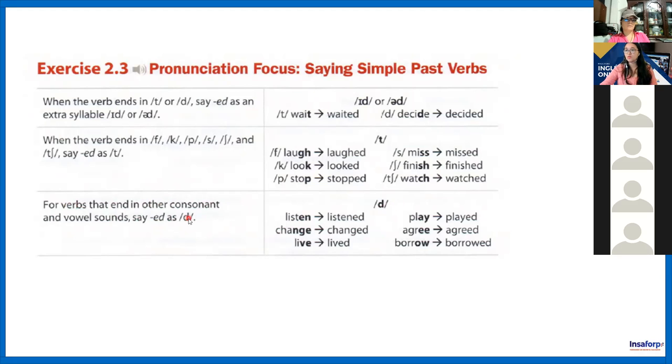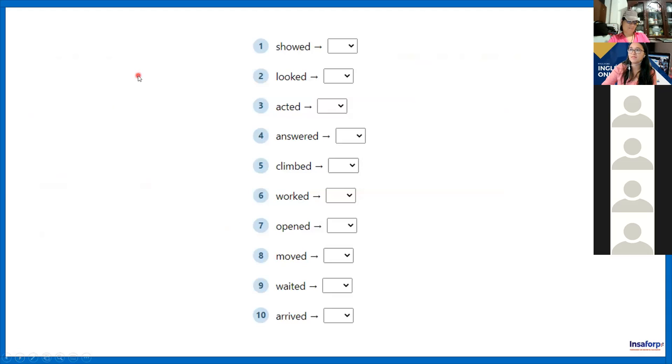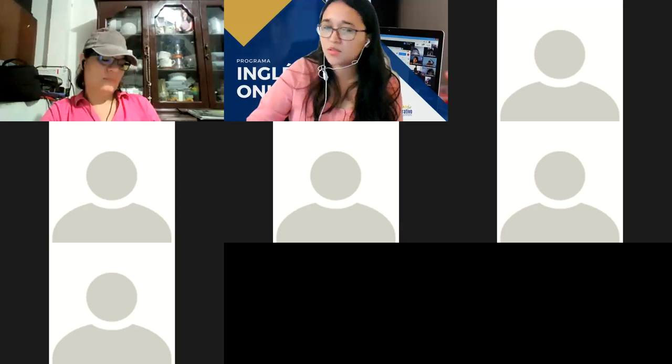Okay, no sé si tengamos dudas or questions. This is very important, right? It's something that you have to practice. Questions about this topic? No questions? Okay, so let's have a practice then. Vamos a practicar this part. Se me va a decir, for example, si termina en el sonido de la T, de la D o de la I. Okay.